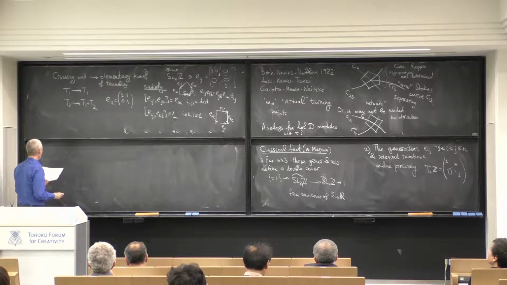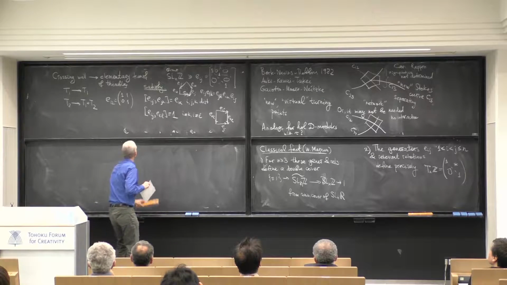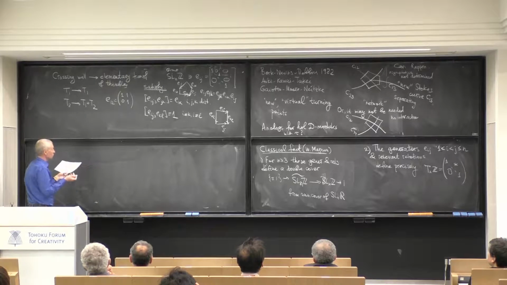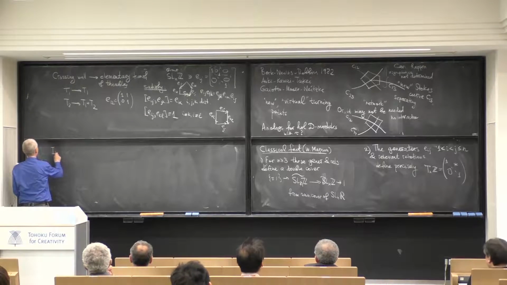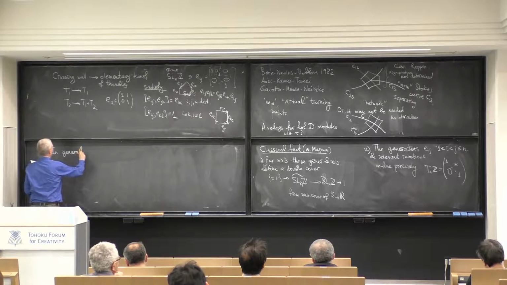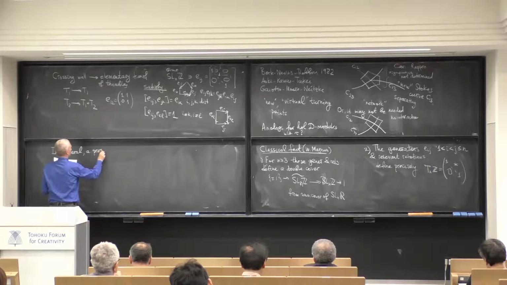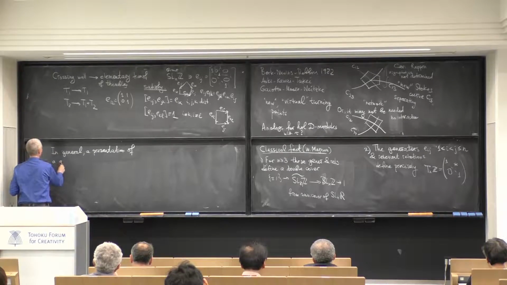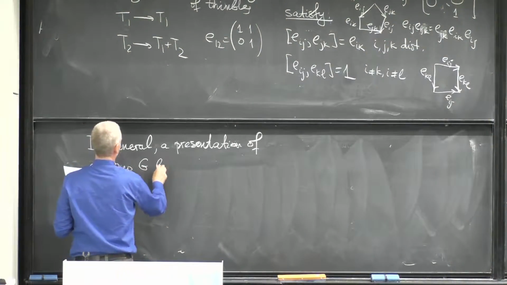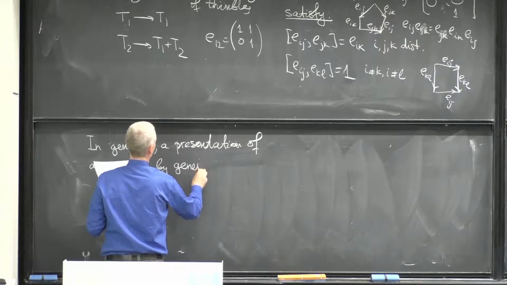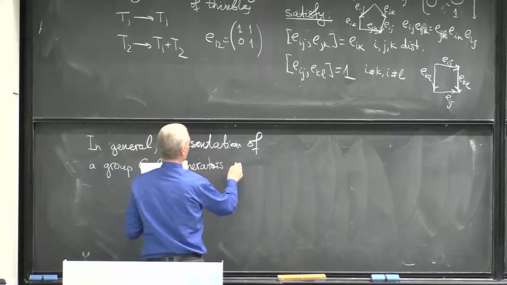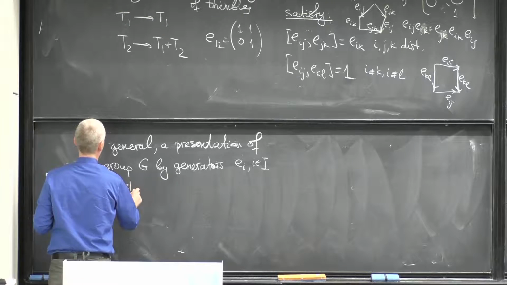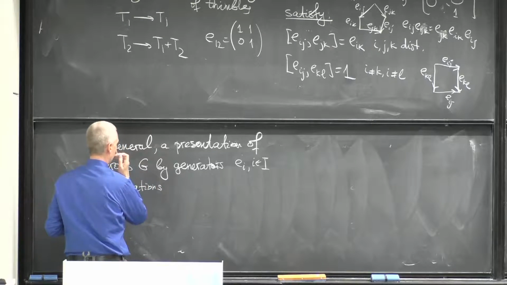Oh, okay. Now, in general, so let's try to understand a little more. So again, some general remarks about presentations of groups by generators and relations. So in general, a presentation of a group by some generators, let me call them e_i, and relations, let me call them r_j.